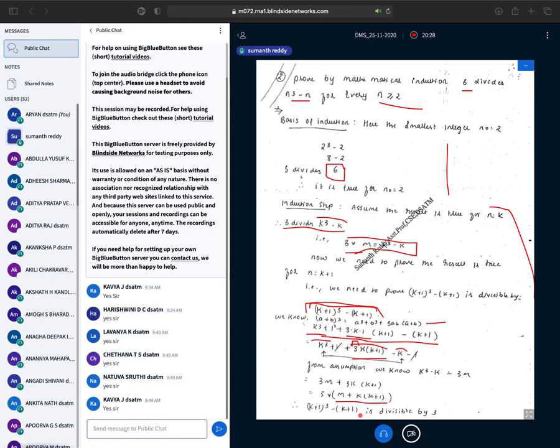Then clearly this term will be divisible by 3. Correct, right? If some term is a multiple of 3, obviously it will be divisible by 3 also. Will you agree with this? So now I have proved that even (k+1) whole cube minus (k+1) is also divisible by 3. So hence the result. Is it clear for you, students?